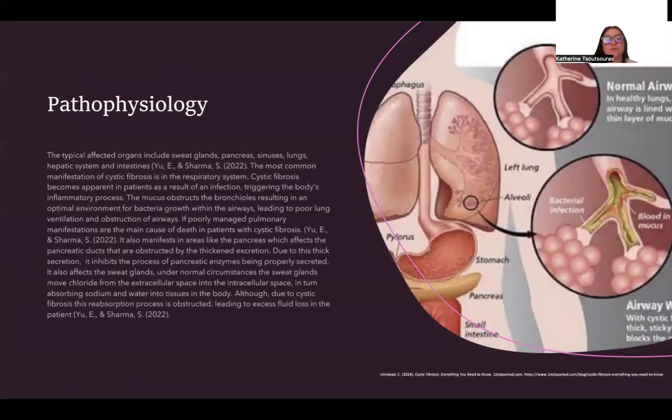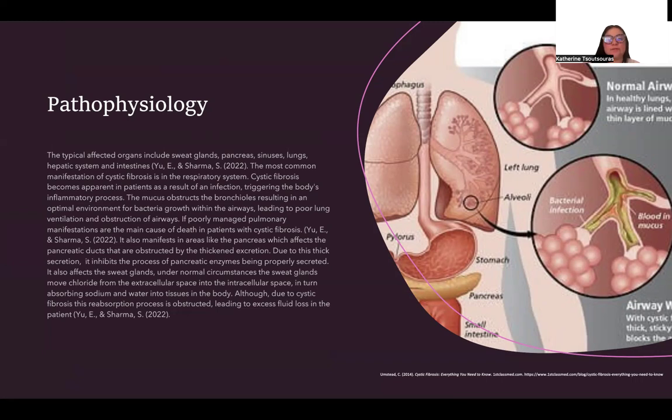As a consequence of all these mutations, a decreased secretion of chloride and an increased reabsorption of sodium form in the cell. As a result of the reabsorption of sodium, it leads to an increased water reabsorption, affecting how sodium and water move in and out of the cell. This then manifests into a thick mucus that accumulates in the airways, intestines, and pancreas.